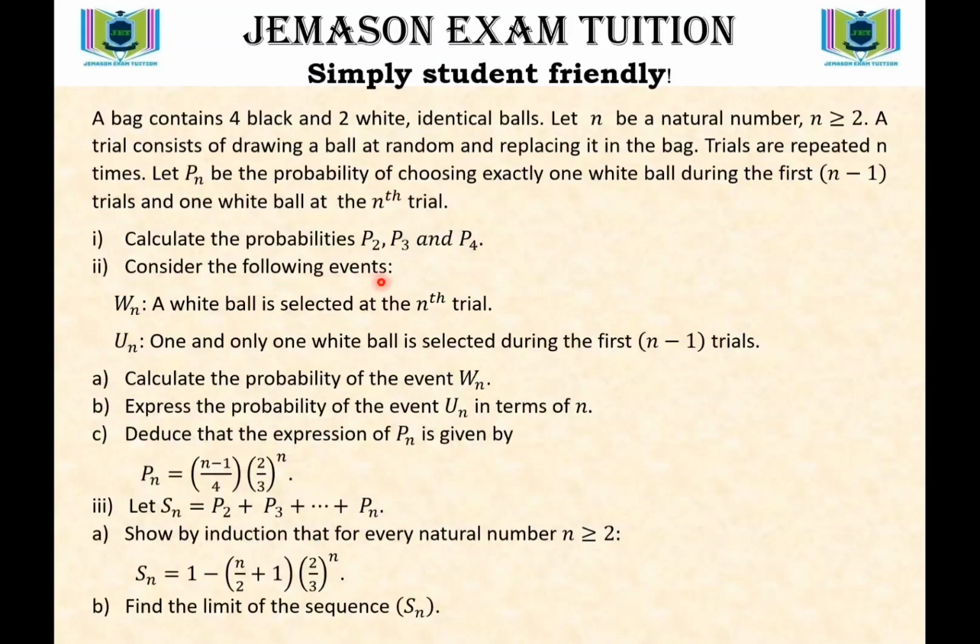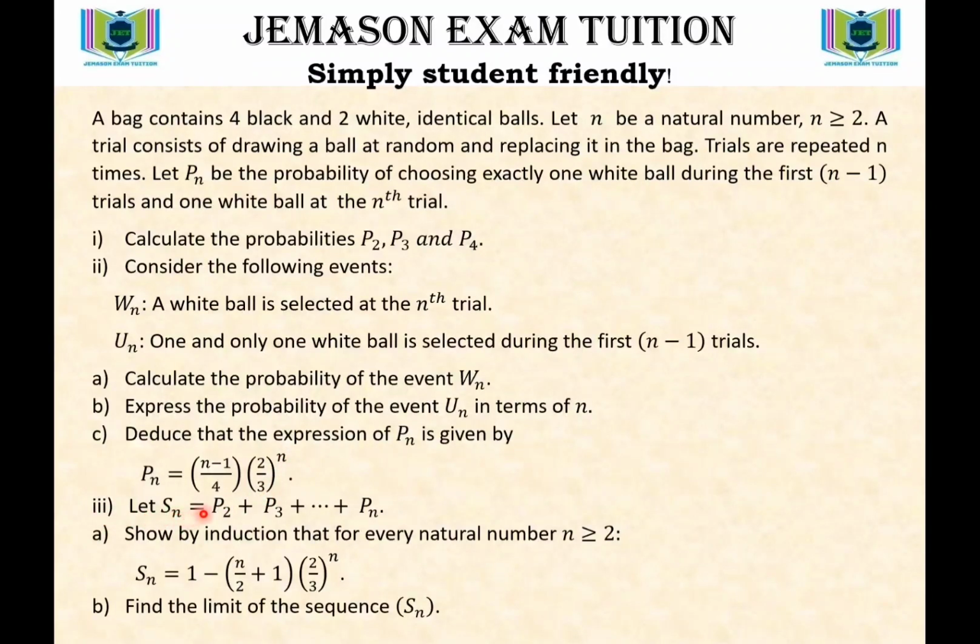2. Consider the following events. Wn, a white ball is selected at the nth trial. Un, one and only one white ball is selected during the first n-1 trials. A. Calculate the probability of the event Wn. B. Express the probability of the event Un in terms of n. C. Deduce that the expression of Pn is given by Pn equals (n-1)/4 times (2/3) to the power n.